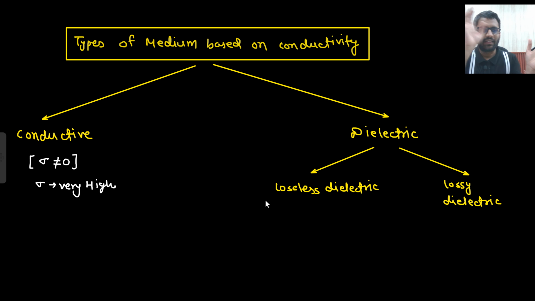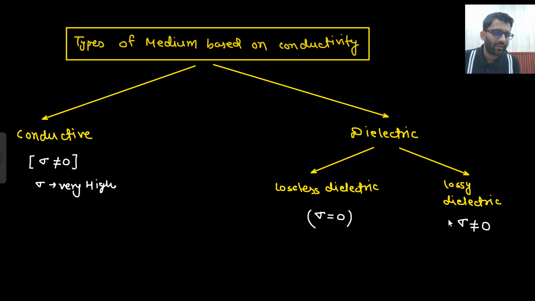You are not understanding anything, right? What sir, what are you saying? So from this slide, what you need to remember: conductive medium means sigma is very high. For dielectric medium, there are two kinds: lossy dielectric and lossless dielectric. Lossy dielectric means sigma is not equal to 0, and lossless dielectric means sigma is equal to 0.